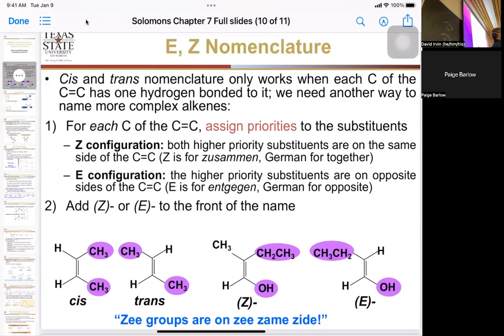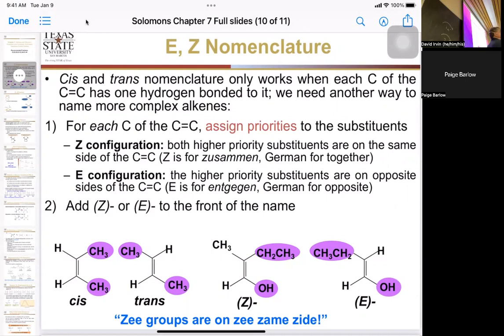Now, what's on the same side? The highest priority group on one side of the double bond and the highest priority group on the other side of the double bond. Okay, if the highest priority group on one side of the double bond is on the opposite side, we call this Entgegen. If they're on opposite sides, the highest priority group and the highest priority group on opposite sides, we call it E.